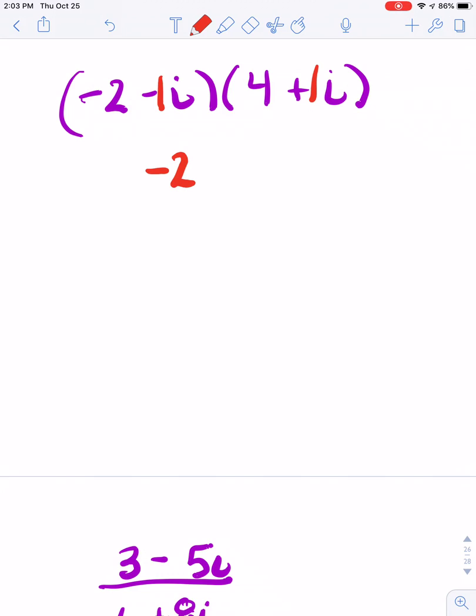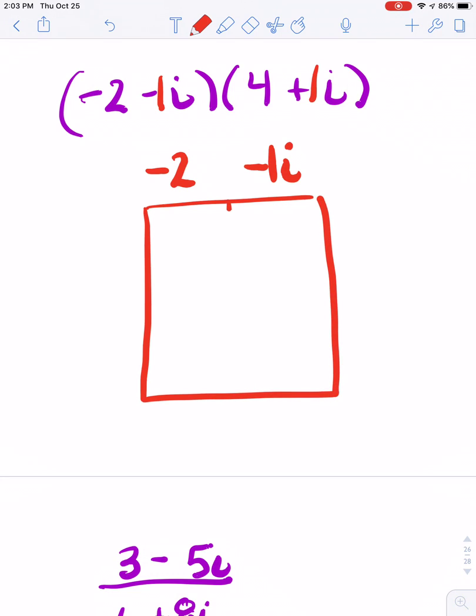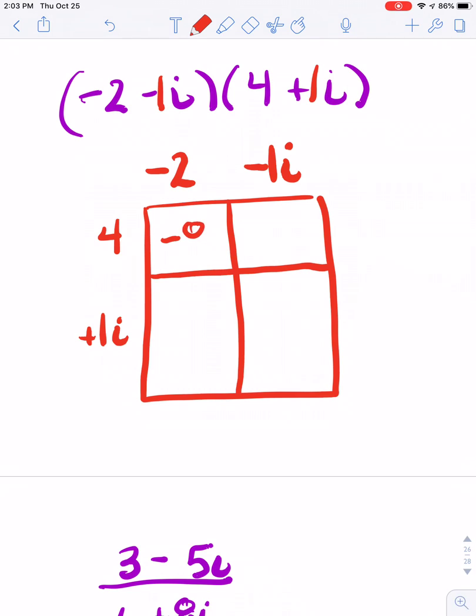So -2 minus 1i. Set up my box, so 2 columns for that. And then 4 plus 1i, oops, on this side. Remember, I do like those boxes on the bottom to be a little larger. So now I'm going to go through and multiply. So 4 times -2 is -8. 4 times -1i is -4i.